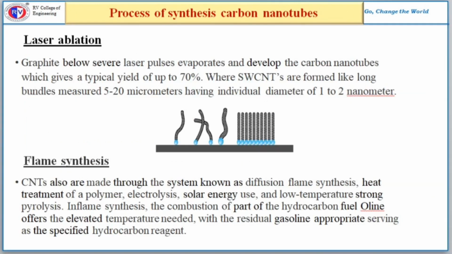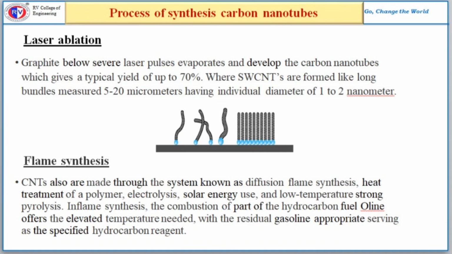Next is laser ablation. In laser ablation, a pulse laser vaporizes a graphite target in a high temperature reactor while an inert gas is let into the chamber. Nanotubes develop on the cooler surface of the reactor as the vaporized carbon condenses. A water cooled surface may be included in the system to collect the nanotubes. So we can say graphite below several laser pulses evaporates and develops the carbon nanotubes, which gives a typical yield of up to 70%, where single wall carbon nanotubes are formed like longer bundles measuring 5 to 20 micrometers, having individual diameters of 1 to 2 nanometers.